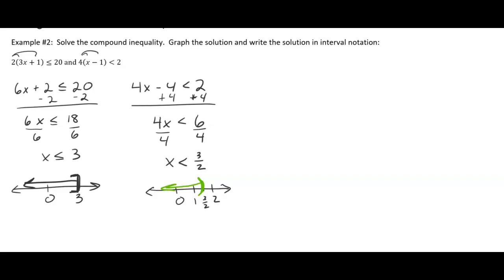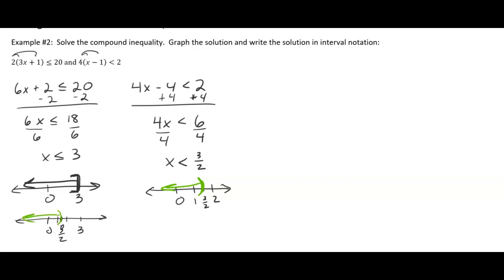Okay, now this one is a little bit different. So this time we want to say, okay, x has to be less than or equal to 3. And also, x has to be less than 3/2, or 1.5. So let me do this. If you were to put that other number line right underneath, I'll try to make it line up here. Here's 3, here's 1.5 right there, 3/2. Okay, and if you put that right underneath it would look like that.